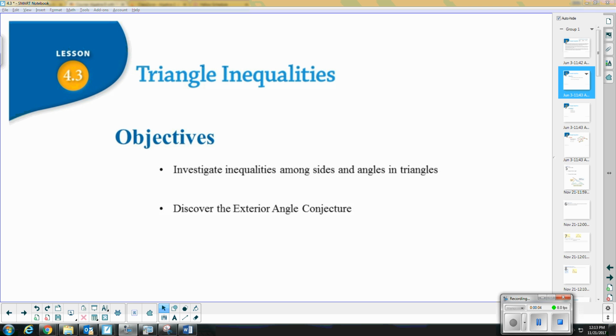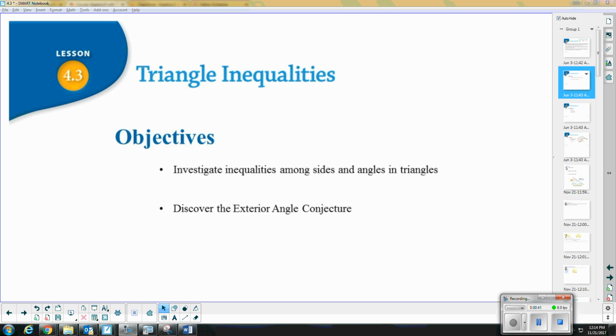It's triangle inequalities. So the last lesson, 4.1 and 4.2. In 4.1, we're dealing with triangles, but we're dealing with the sum of the angles. In 4.2, we're still dealing with triangles, but we're dealing with the congruence of the sides and the angles. So we had a couple of those new definitions, base angles and legs, and we said that in isosceles triangles specifically, those are congruent.